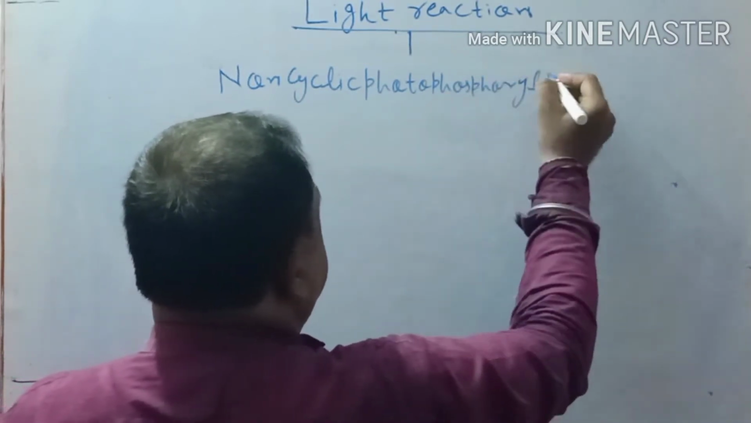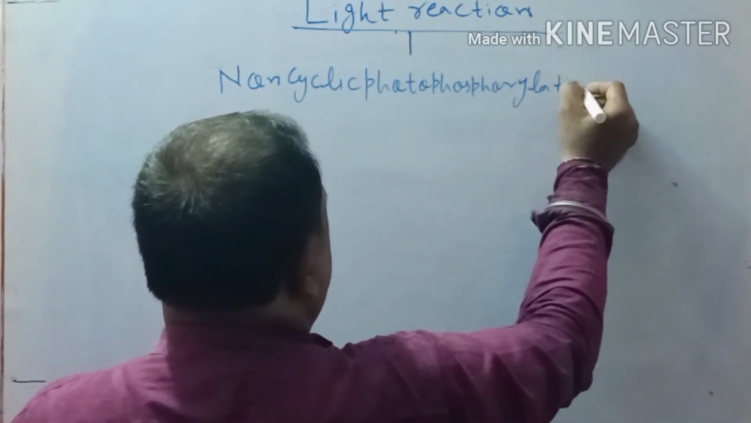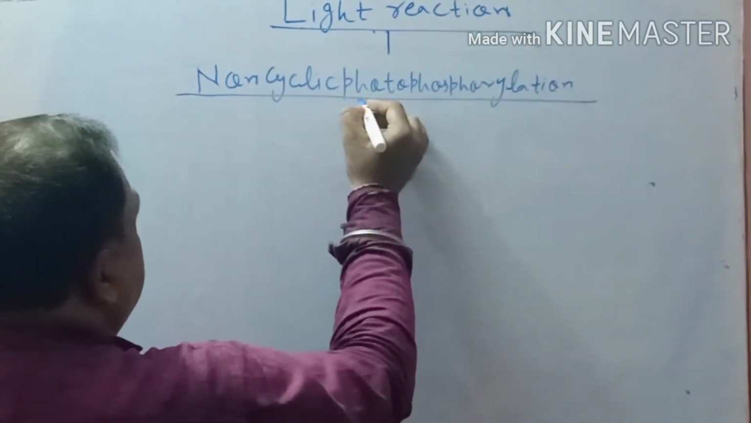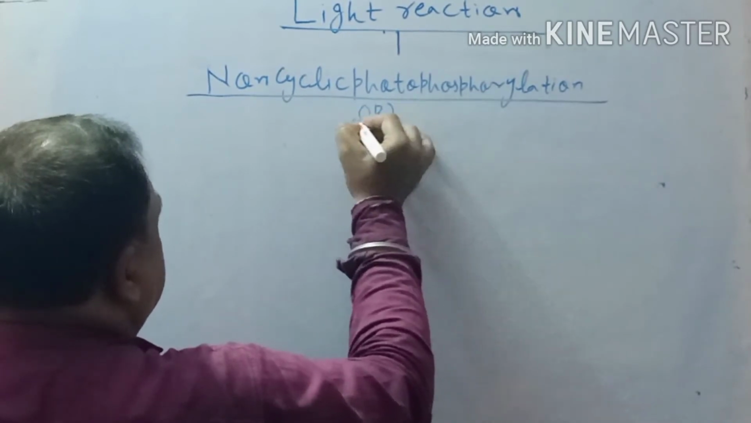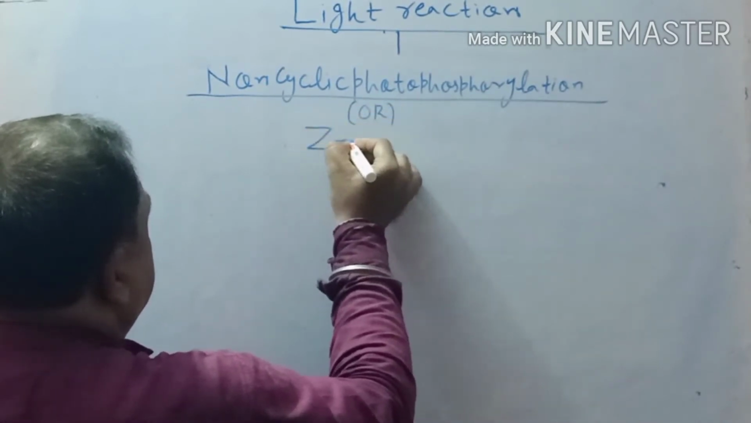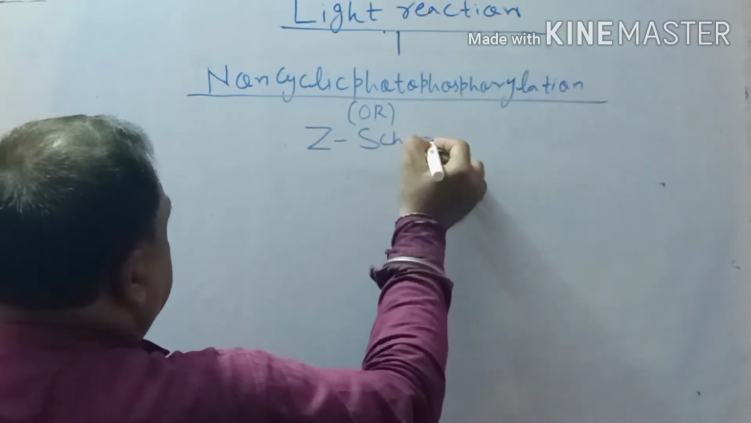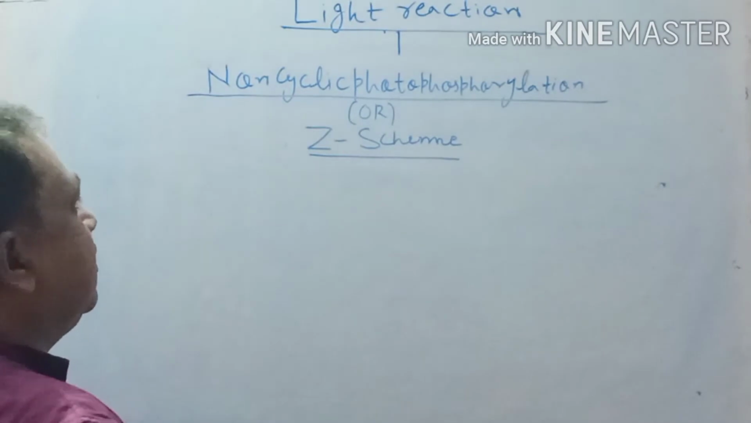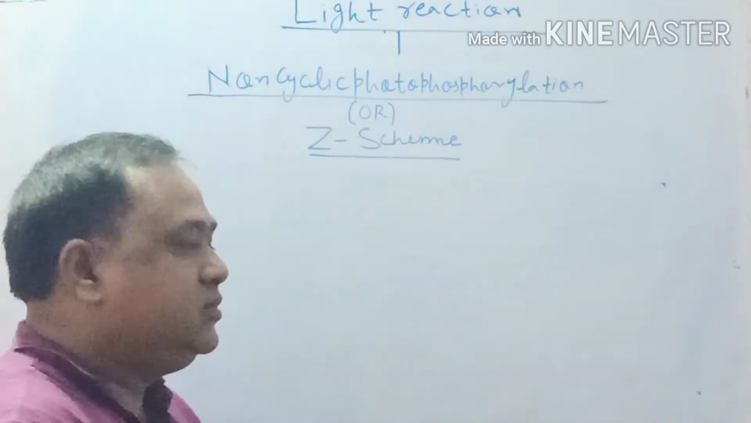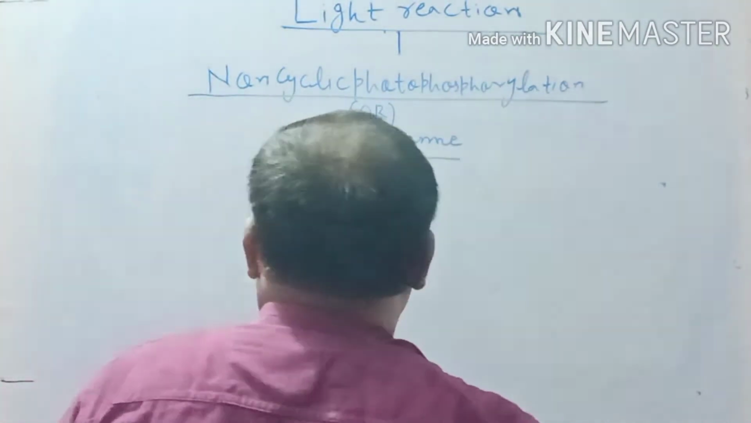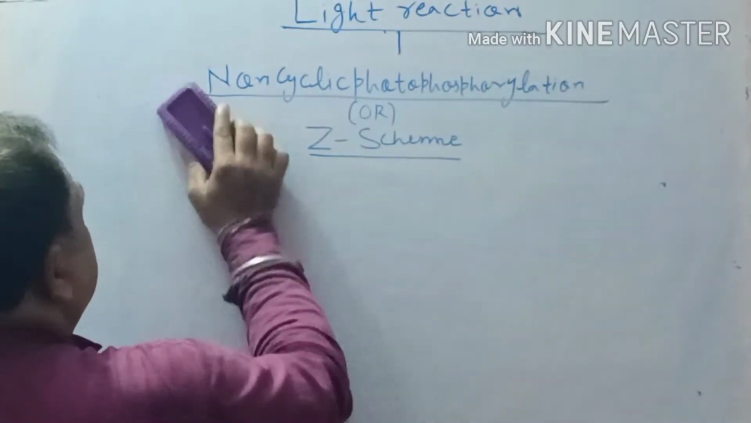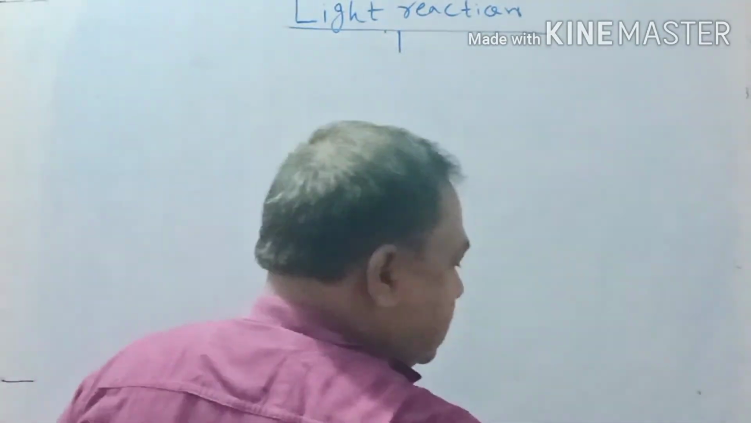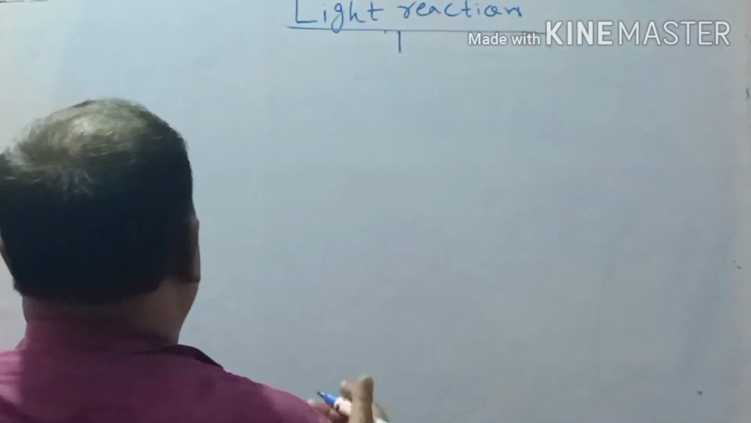It is non-cyclic photophosphorylation and also known as Z scheme. Why it is called Z scheme, we will see afterward. First of all, we have to draw the diagram of it.